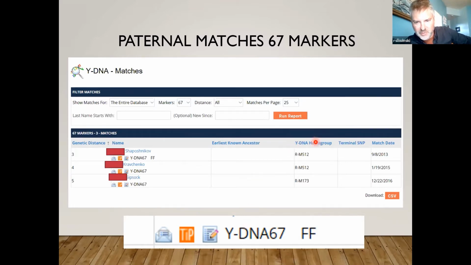This YDNA haplogroup shows the final or the end mutation that is on the branch, whereas the last one here, M173, is much further down on the tree, but the resolution on their test may not have been as high as the ones I've taken and the other people have taken as well.